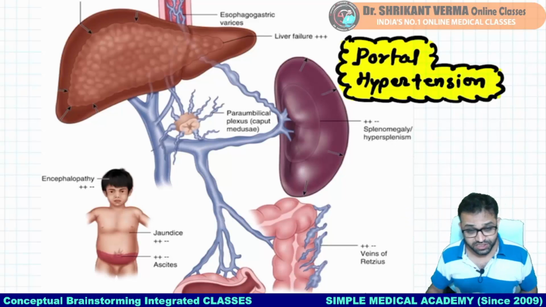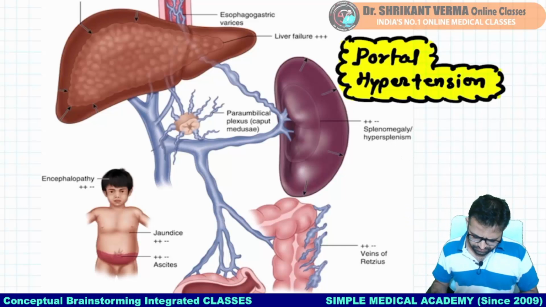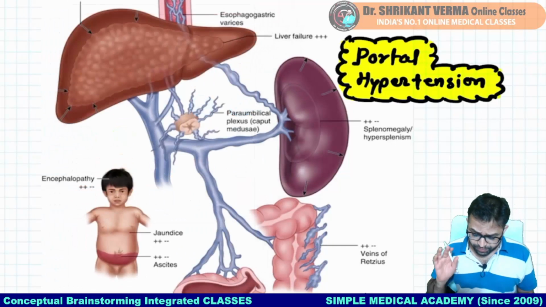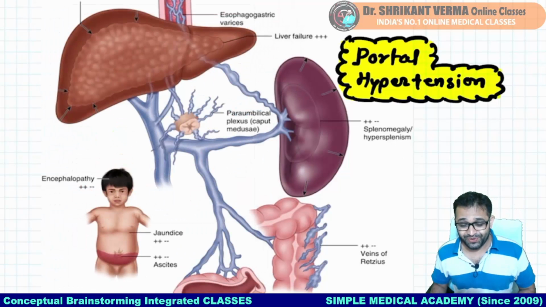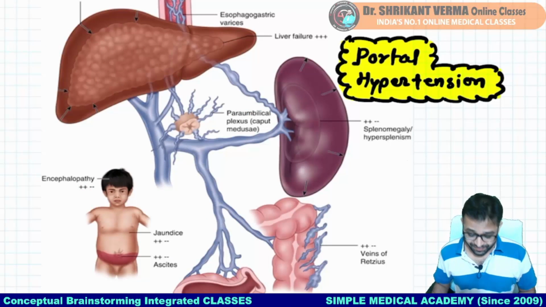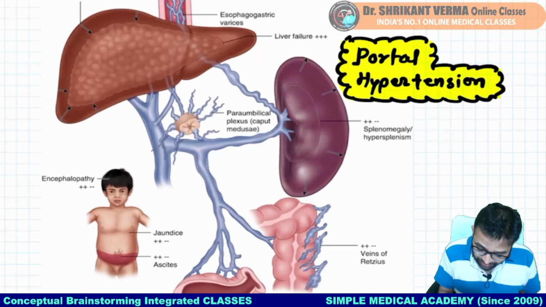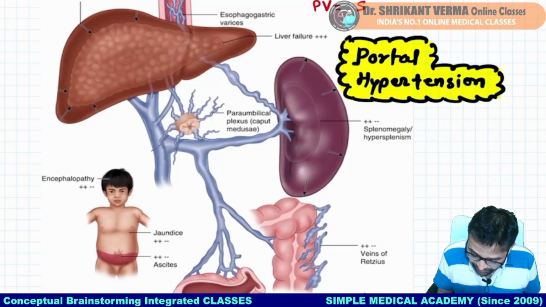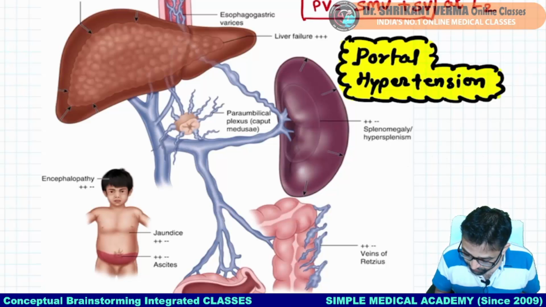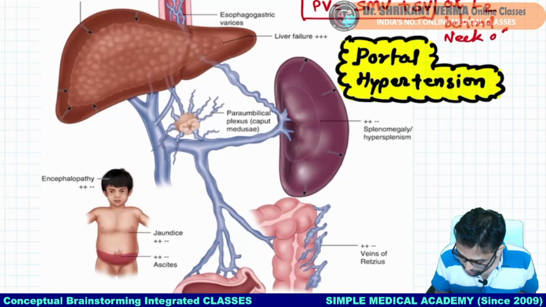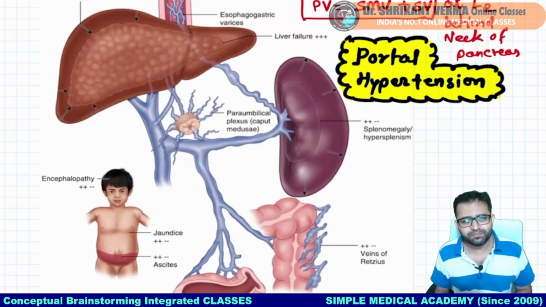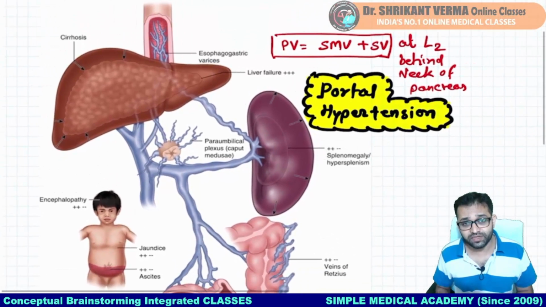So, as the name suggests, portal hypertension means there is more and more pressure in the portal vein. Can you recall? Can you integrate with anatomy? I taught you in anatomy that portal vein is equal to superior mesenteric vein plus splenic vein, at the level of L2, behind the neck of the pancreas. This was the very important statement which I told you at the time of the anatomy class.